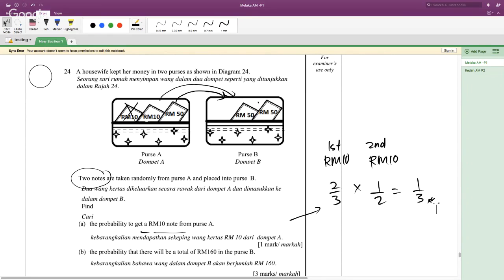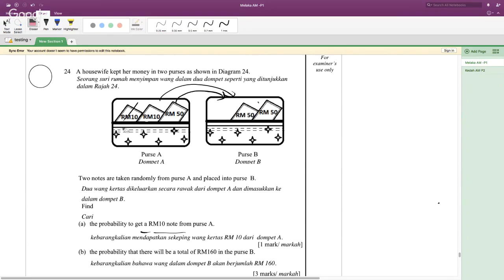All right, then for the second question, the probability to get a note from purse A. Oh no, they asked about purse A. Okay, actually I didn't read the question carefully, my bad. Let me just redo this one.